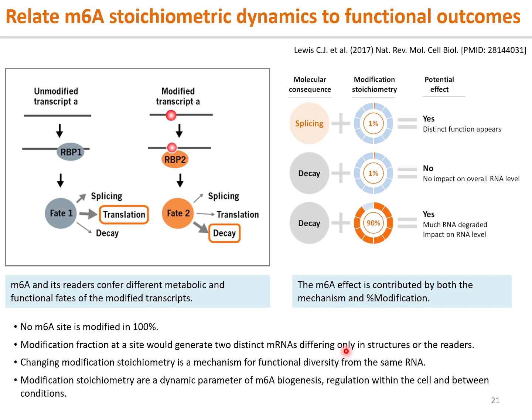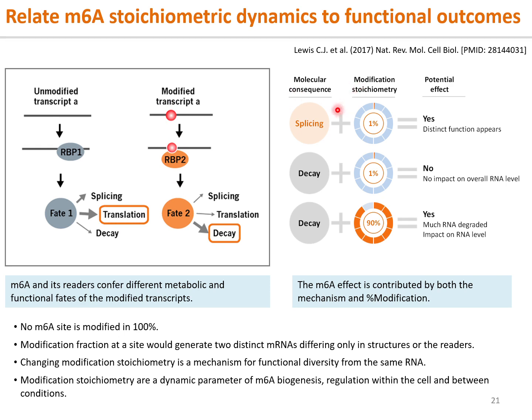For each mRNA, the m6A and its readers confer different metabolic fates and functional roles of the modified and unmodified RNAs of the transcript. For example, the unmodified RNAs can be destined for protein translation, whereas modified RNAs can be destined for RNA degradation. The effect of RNA modification depends on both the molecular consequences and the percentage of modification.